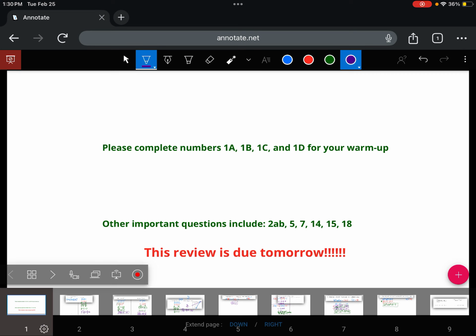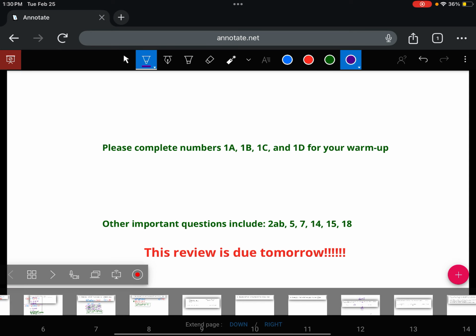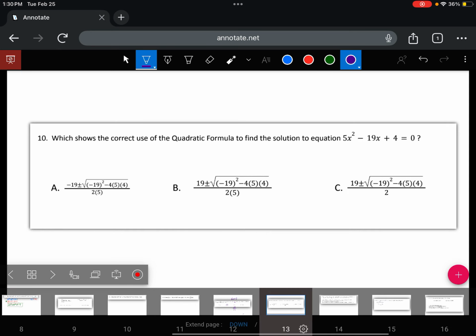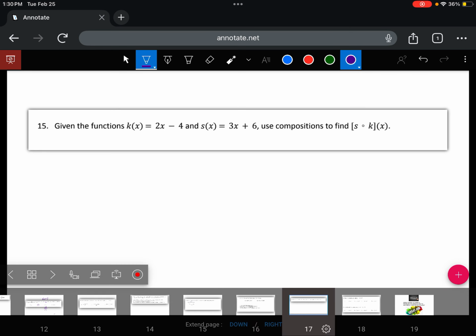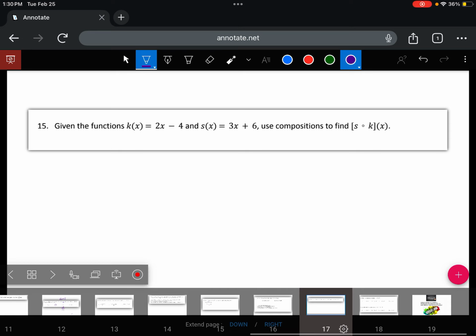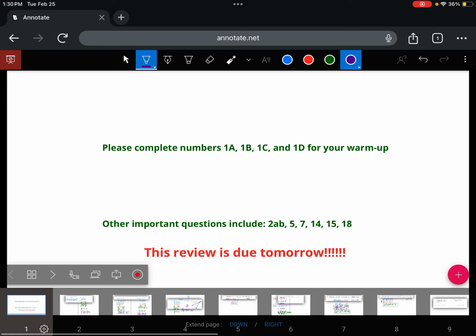2A, B, 5, 7, 14, 15, 18, and all of number 1. Now, I don't know if I got to number 15, but it is very similar to 14. And then I'll also make sure I have the answer key. Test tomorrow.